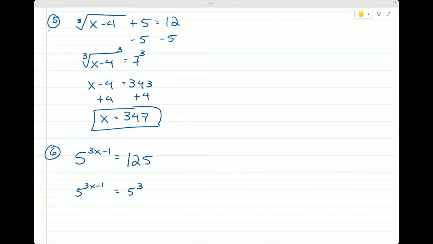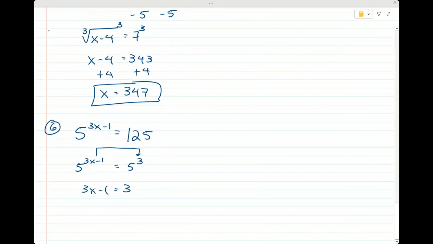And then we have the same bases. So in math, if the bases are the same, that means that the exponents are the same. So 3x minus 1 is equal to 3. 3x would equal 4, and then x would be 4/3.